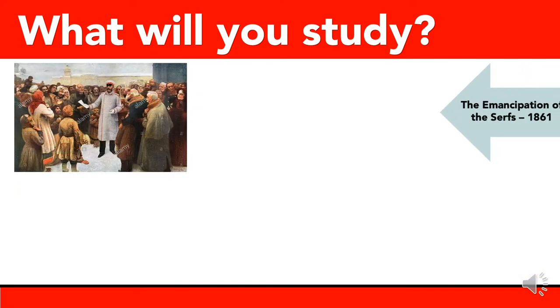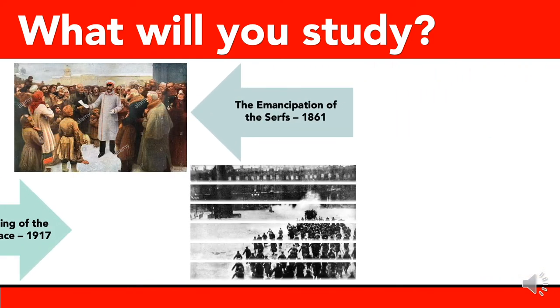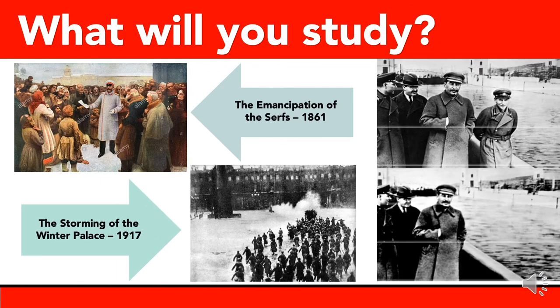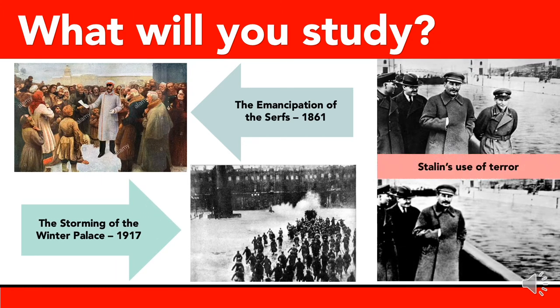Here are some of the examples of what you will study on the Russia side of the course. The emancipation of the serfs in 1861, a key turning point in Russia's social and economic history. The storming of the Winter Palace in 1917, when the communist opposition completed a successful coup d'etat and overthrew the Russian government. And Stalin's use of terror. You can see from the PowerPoint that Stalin not only manipulated history, but entirely eradicated his enemies from it.